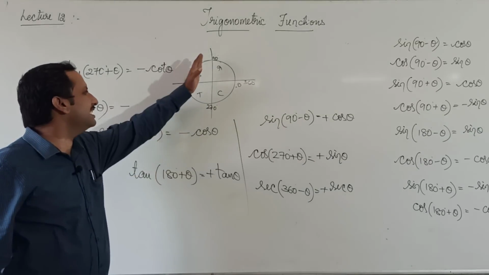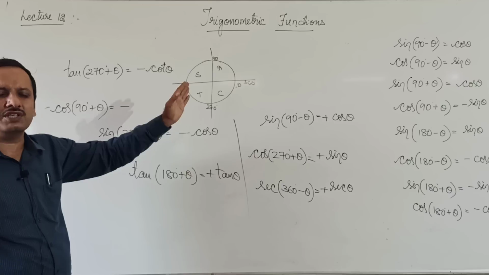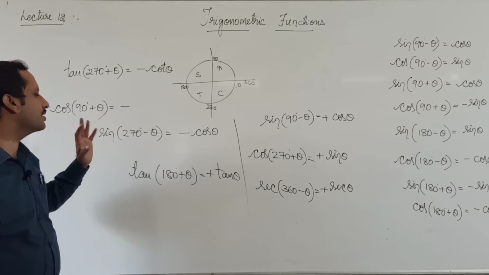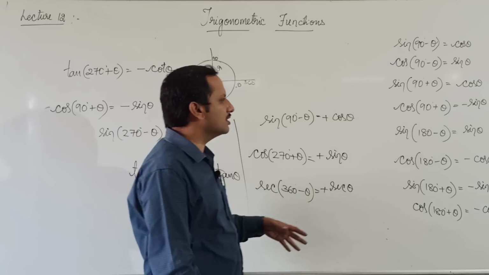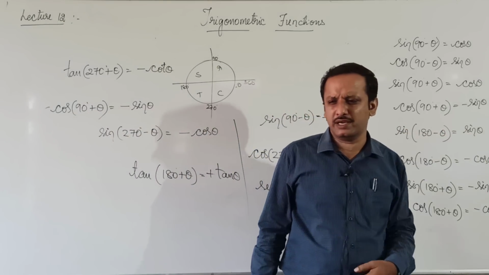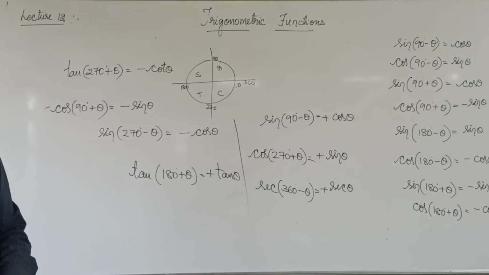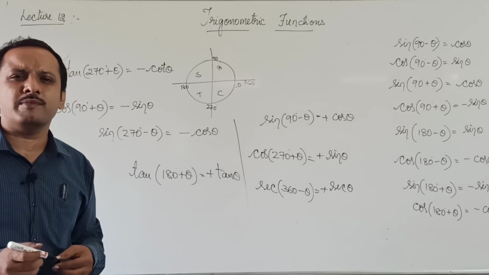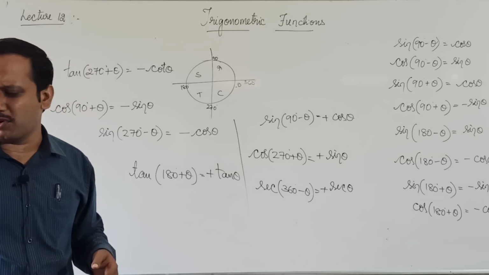Then 90 plus theta means we are using vertical line. When you are using vertical line, you have to write its cofunction. For cos, the cofunction is sine. Okay, you can observe cos 90 plus theta is equal to minus sine theta. In this way you can remember all these formulae. So you have to remember all these formulae. In the next class, we will discuss problems on this formulae.